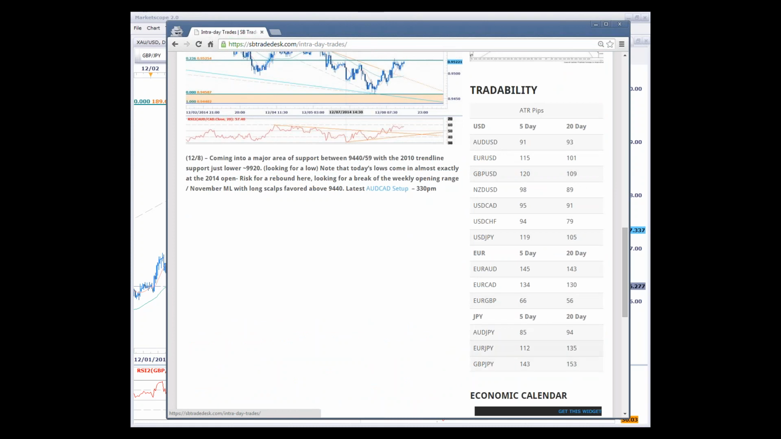You might be talking about the tradability table, and this is also for your benefit, guys. I just wanted to put this on the site because I think it can be helpful. It's not something you want to sit there and watch every day. It's updated once a day, but the point is it helps you ascertain what volatility you should be looking at on an intraday basis.